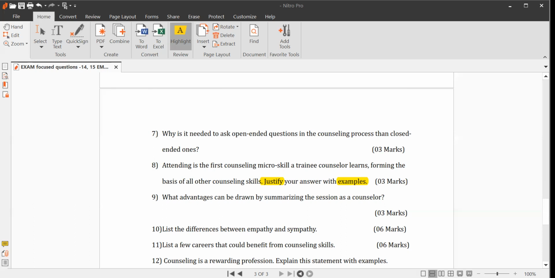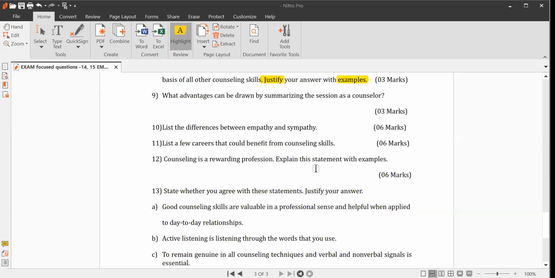What are the advantages that can be drawn by summarizing a session as a counselor? When we do summarizing, we can draw together the important points and make them clear. We can gather the important points and also clarify to the client what we have understood.